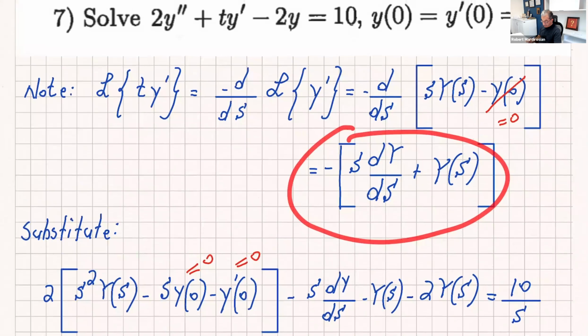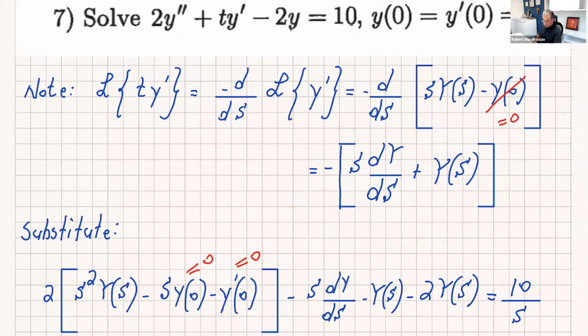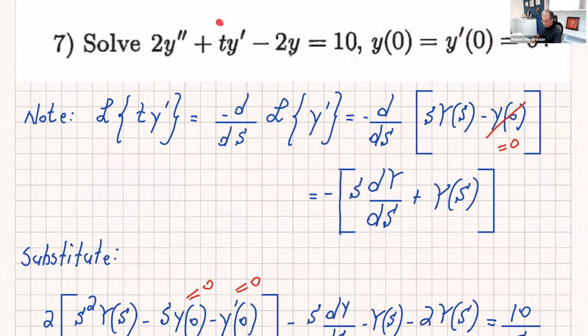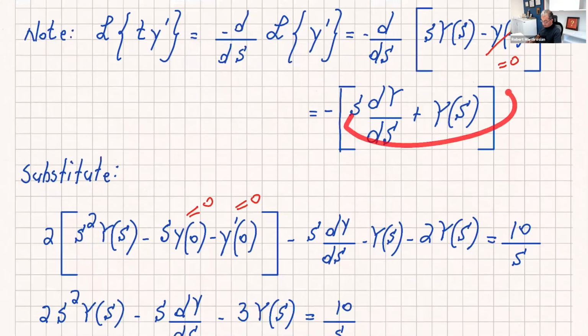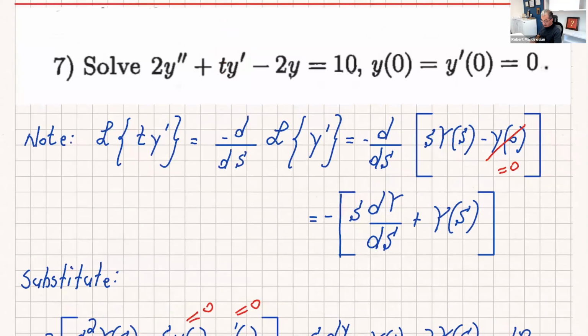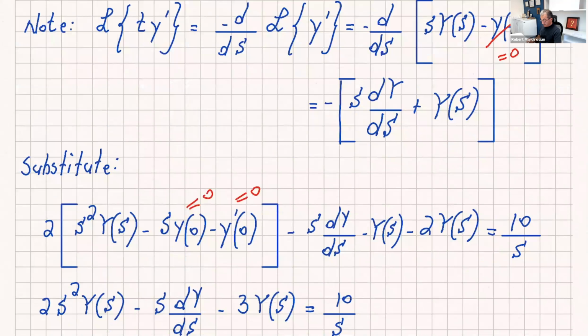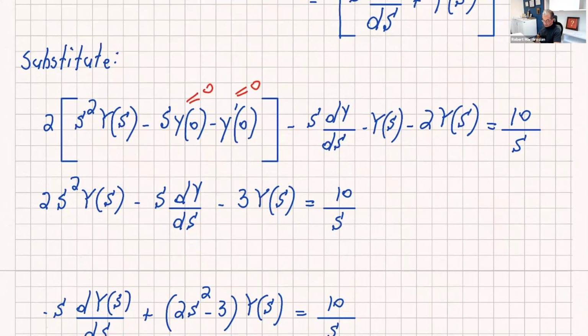Now we can go to the original equation and substitute. 2y'' can be written as s squared Y(s) minus s times y(0) minus y'(0). For that term, you can just use that expression, negative s dY/ds minus Y(s), and negative 2 times y is negative 2 times Y(s), and the Laplace transform of 10 is just that constant over s, which is 10 over s in this case.